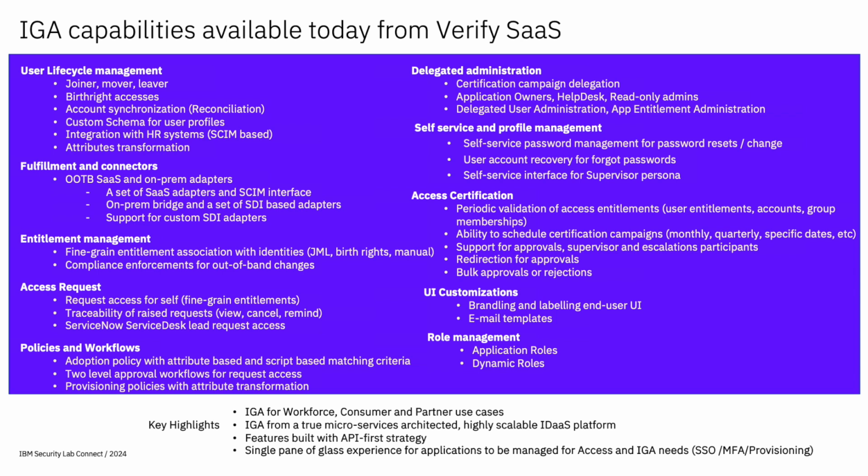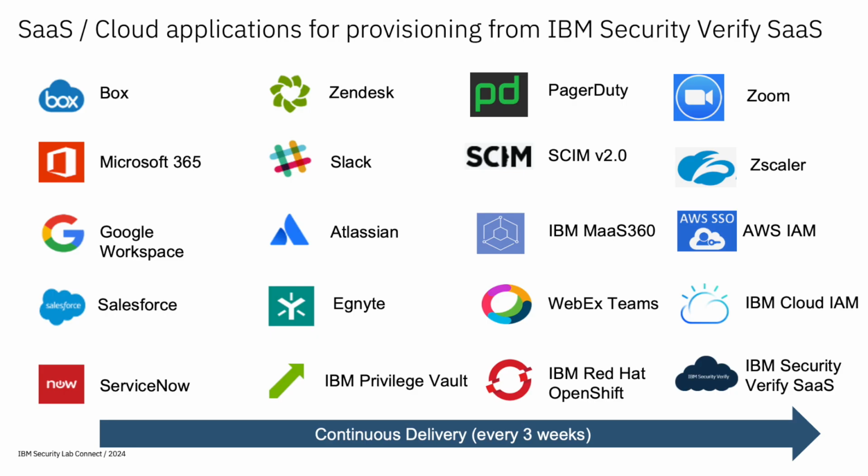And to highlight a few key capabilities of the IGA: joiner, mover, leaver, account synchronization, also known as reconciliation, custom schema support for provisioning along with attribute transformations, a wide range of connectors for managing the target systems both on-premise and SaaS, fine-grained entitlement management, fine-grained access requests for self and others, adoption and remediation of accounts, keeping accounts compliant and thus improving the security posture, delegated administration, dynamic and static roles, RBAC and ABAC capabilities, and lastly, the access recertification.